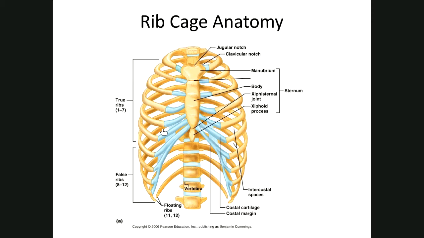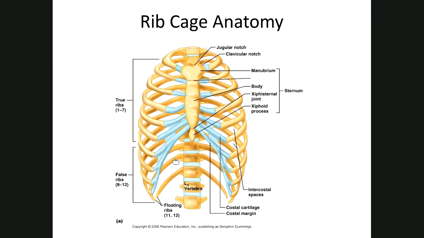The next 3, 1, 2, and 3, share a piece of cartilage, and they hitch a ride with number 7 of the vertebrosternal. So they go from the vertebrae and attach by way of a piece of shared cartilage to the sternum. So they are called vertebrochondral ribs. Those 3 are the vertebrochondral. 8, 9, and 10 are vertebrochondral ribs.